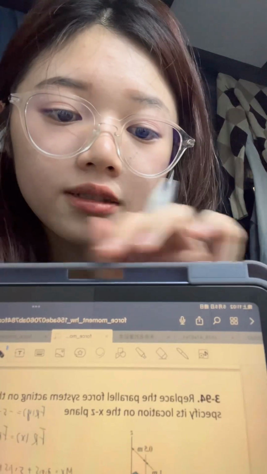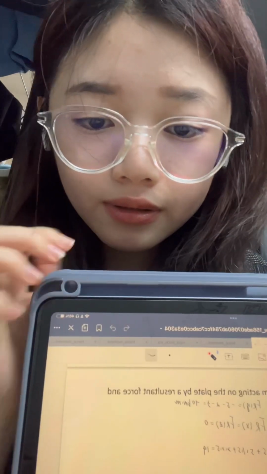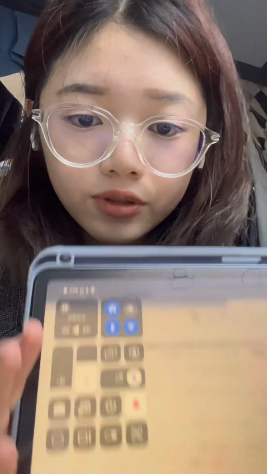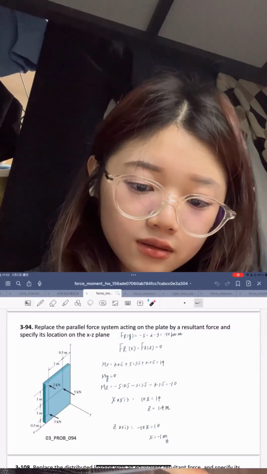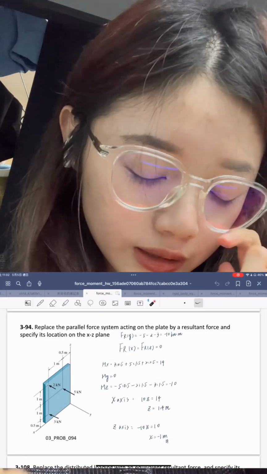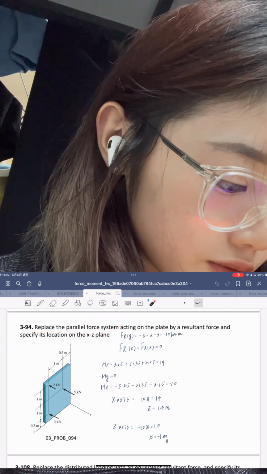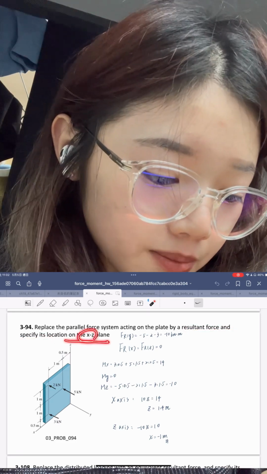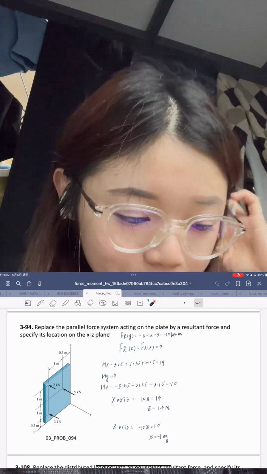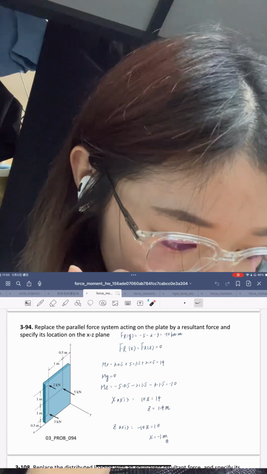Okay, the next question is 3.94, and the same with the screen recorded. The question is to replace the planar force system acting on the plane by the resultant force and specify its location on the xy plane, xz plane. And I think it's a simple question.